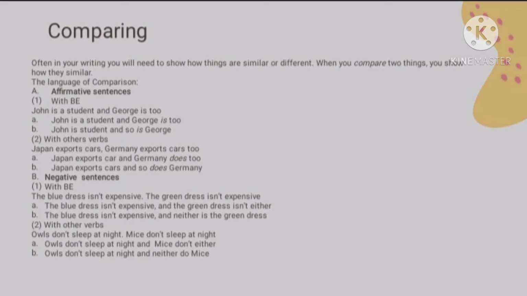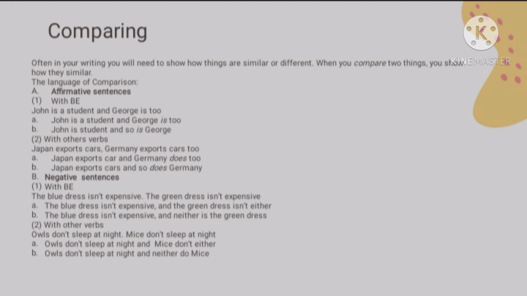Negative sentences. With be: The blue dress isn't expensive. The green dress isn't expensive. The blue dress isn't expensive and the green dress isn't either. The blue dress isn't expensive and neither is the green dress.